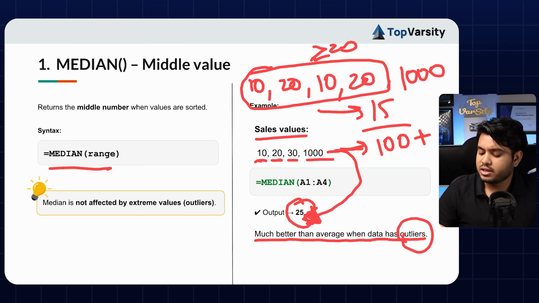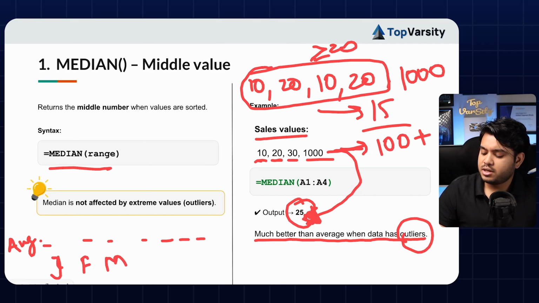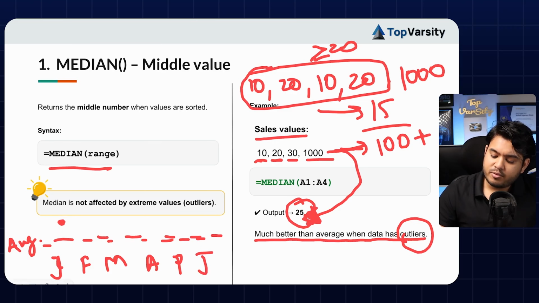Now what are outliers? Let me explain. So this is your line, this is your average line. Now this is Jan, Feb, March, April, May, June. In Jan you have a profit of 10%. In Feb it was 5%. In March it was 100%.